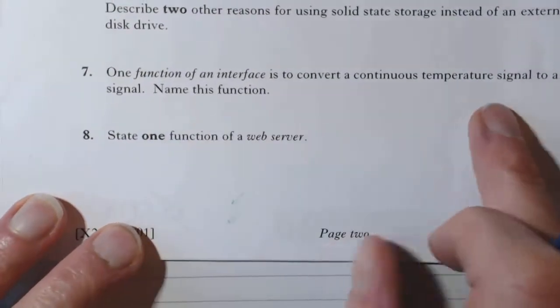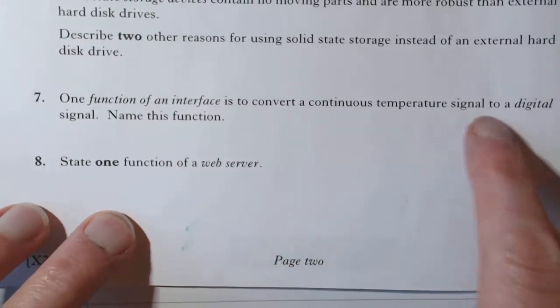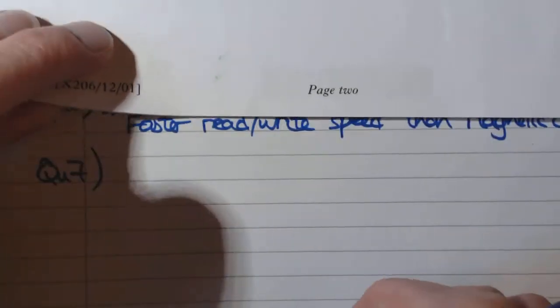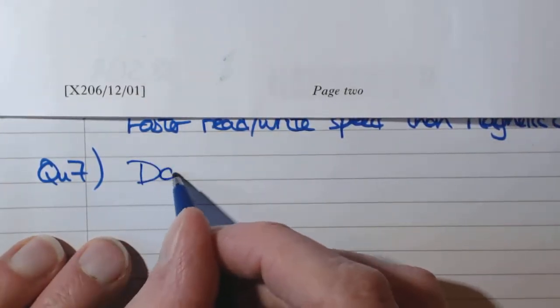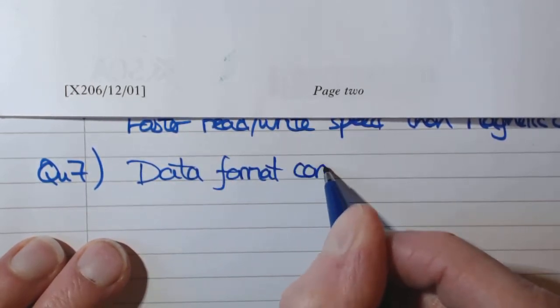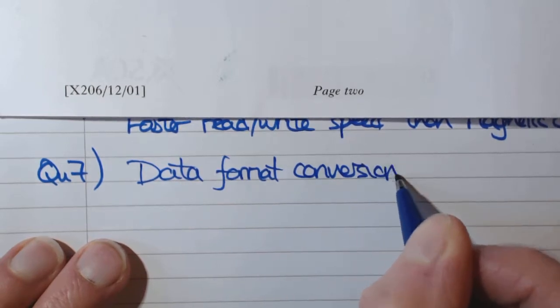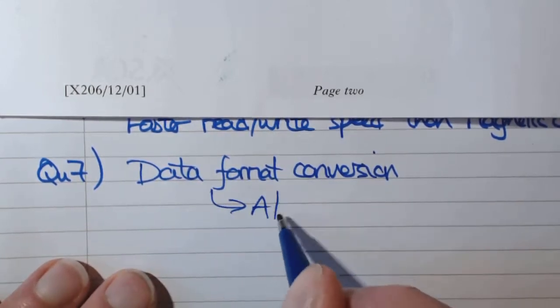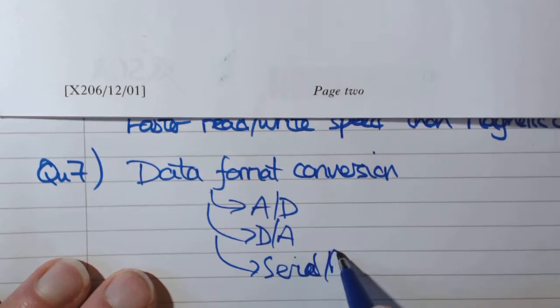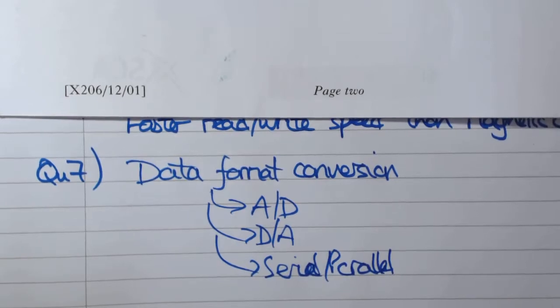Looked at these quite a lot and they're just talking about, well, got an interface and it's converting from analog to digital. What's the name of this function? And that is data format conversion. Right, so data format conversion is your analog to digital, your digital to analog. You can also have things like your serial to parallel. Okay, these all come within data format conversion. Right, so that's question 7.